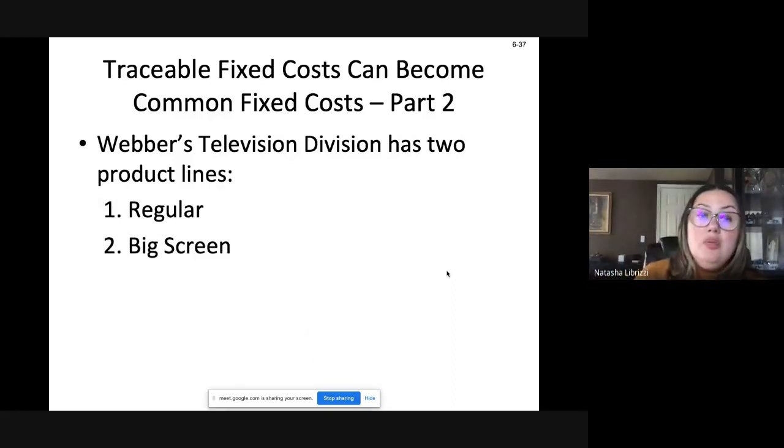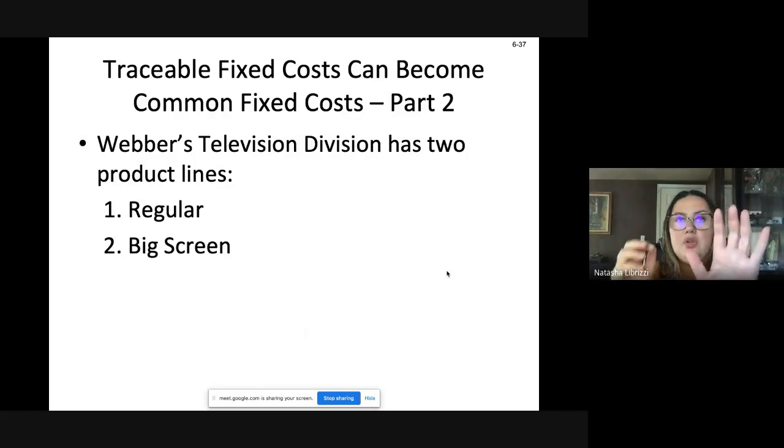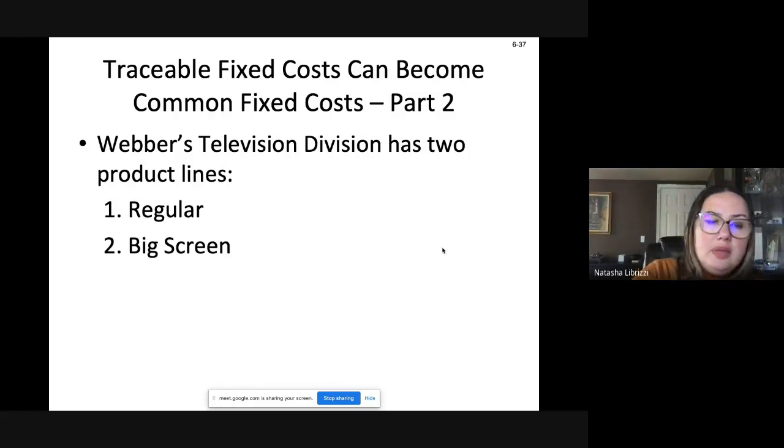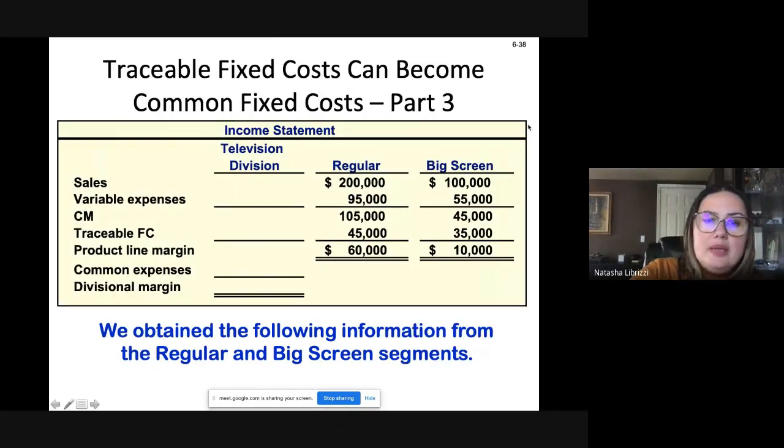So we're even going to go further down. Under television, we have television and computers. Now within television, we're going to start breaking down per product. Same thing I mentioned with Case Corporation, or CNH, they call it Case New Holland right now. We have agricultural equipment and construction, and then under agricultural equipment, we have different products, right? We have combines, tractors, and so on. So we start breaking it down. So under television, we have regular and big screen, and this is my breakdown within them.